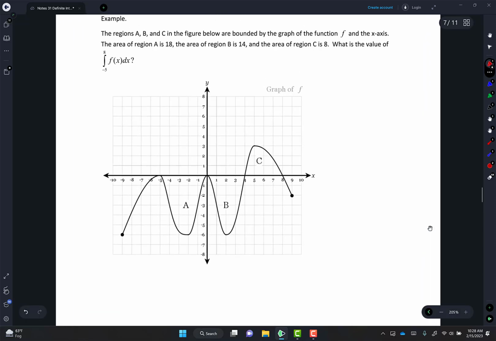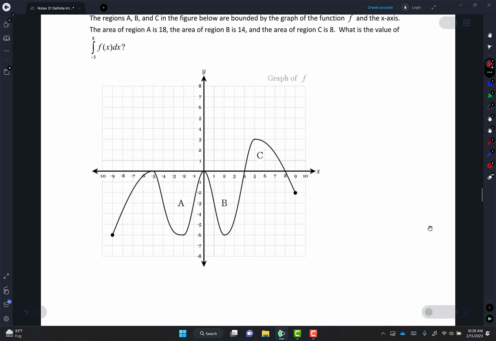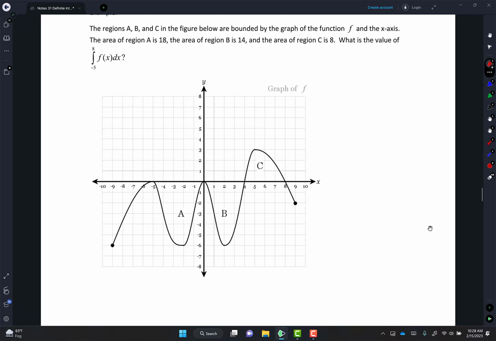The regions A, B, and C in the figure below are bounded by the graph of the function f and the x-axis. The area of the region A is 18, so put 18 here. The area of the region B is 14, and the area of region C is 8. Okay, those numbers are unsigned area. If it's below the x-axis, I know that it's negative. If it's above the x-axis, I know that it's positive. Are we okay? All right.